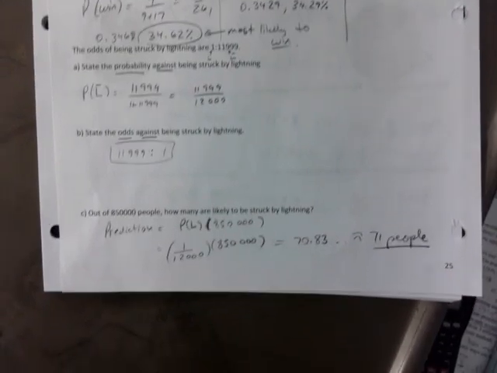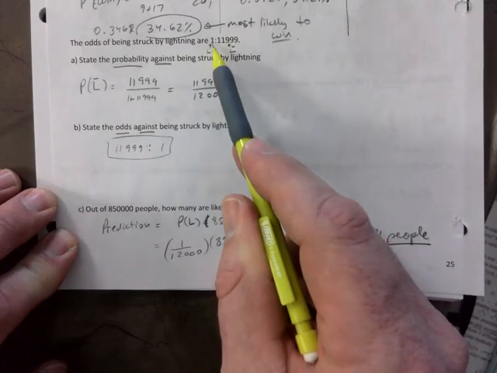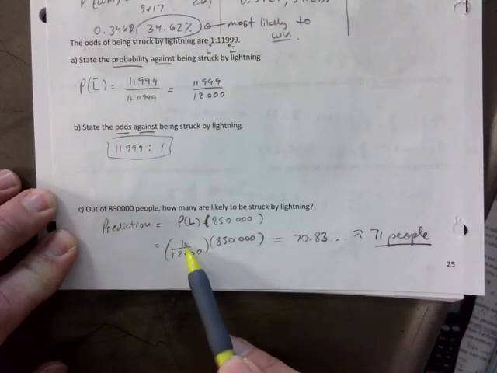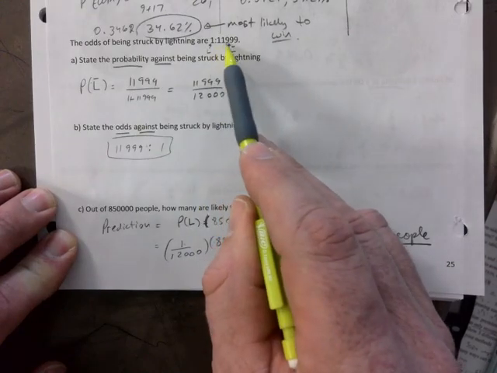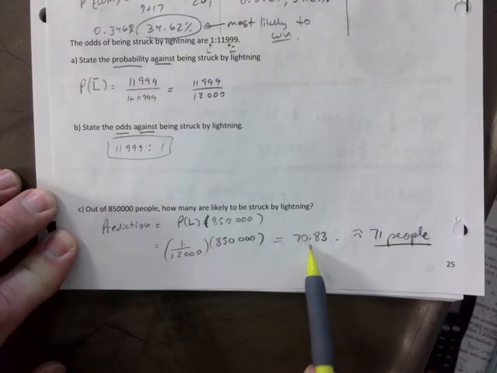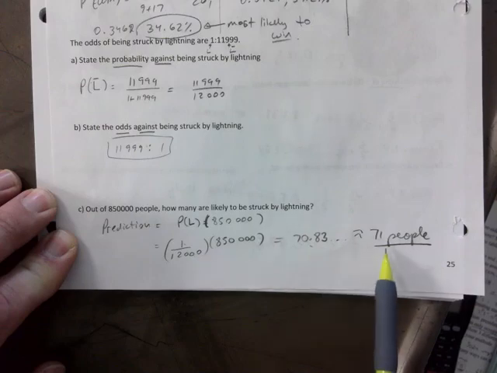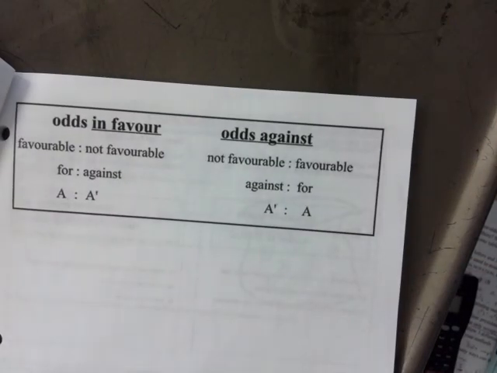Out of 850,000 people, how many are likely to be struck by lightning? I use the 1 here. This is the probability of lightning, over 12,000. Where did I get the 12,000 from? I just add these two. So I'm making a prediction. So you get this as a decimal, but approximately 71 people get struck by lightning. That's a lot of people. Stay out of the field, out of high areas. Okay, I'll stop this here. We'll do the test.